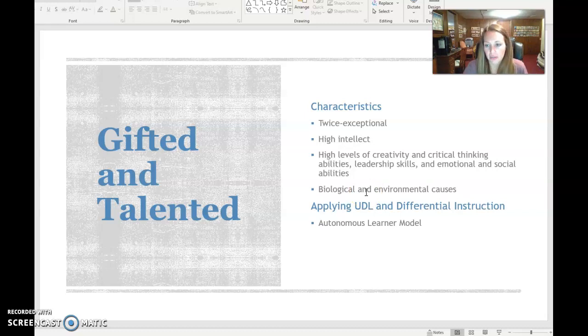Ways to apply UDL and differential instruction: the autonomous learning model, which focuses on self-awareness, development of individual talents, and engaging in individual projects.